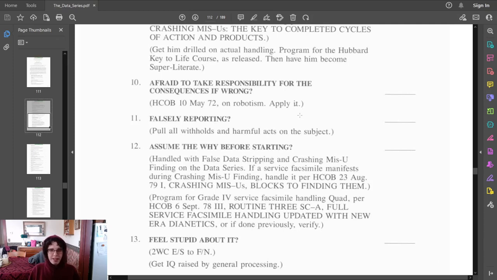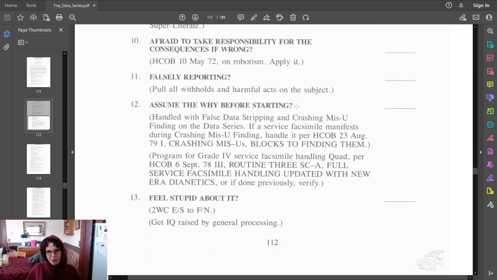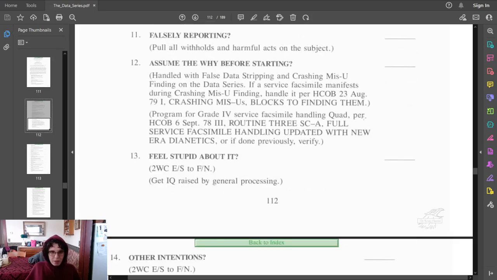The bulletin from the 10th of May 72 on robotism. Apply it. Falsely reporting. Pull all withholds and harmful acts on the subject. So again, all the things the subject has done wrong that they're not telling anybody. Assume the why before starting. Handled with false data stripping and crashing misU finding on the data series. If a service facsimile manifests during crashing misU finding, handle it per crashing misU's blocks to finding them.